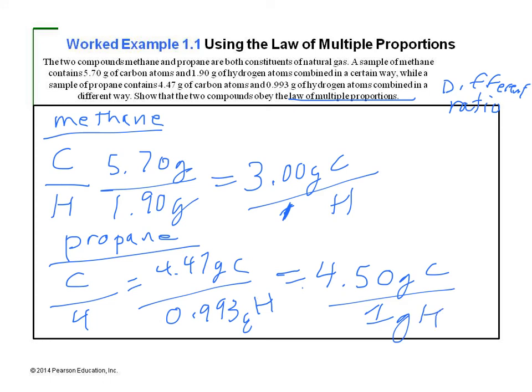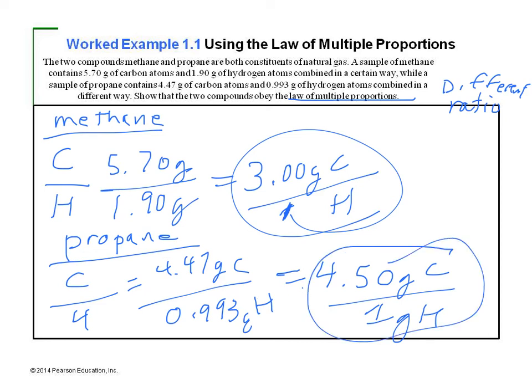So in methane, we have 3 grams of carbon for 1 gram of hydrogen, whereas in propane, we have 4.5 grams of carbon for 1 gram of hydrogen. It's different ratios, so different compounds, so the law of multiple proportions is obeyed. Chemistry's easy, life is hard.